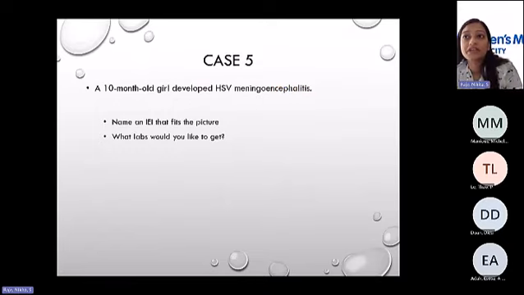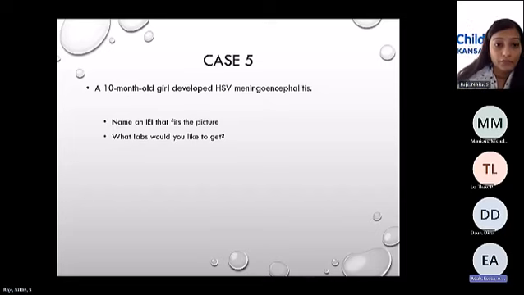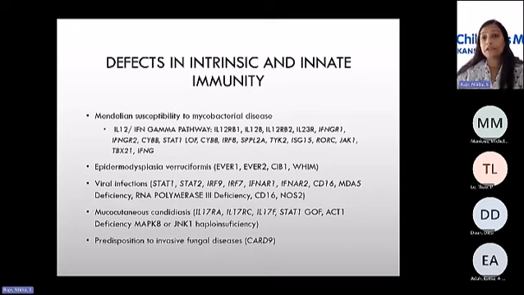A 10-month-old girl developed HSV meningoencephalitis. HSV encephalitis, you're thinking of an innate part, like TLR deficiency or something? Yeah, so that's a good thought. There are lots of defects that can present with HSV infections, HSV encephalitis. Definitely think of TLR3, but there are NK cell defects that can present with disseminated HSV. You have to think of the other causes as well, but the typical one that you would look at is the TLR3 pathway.